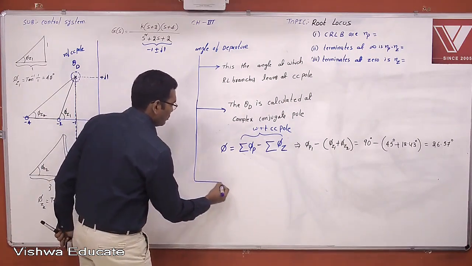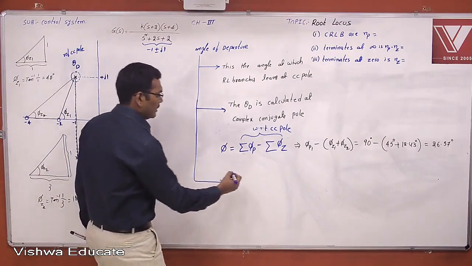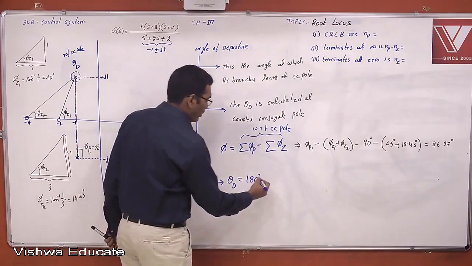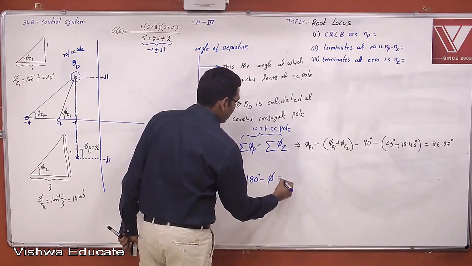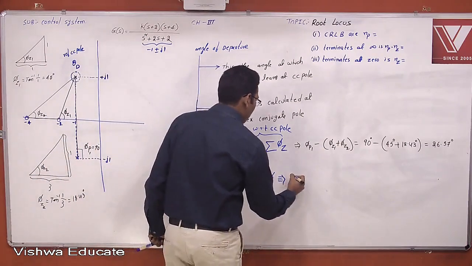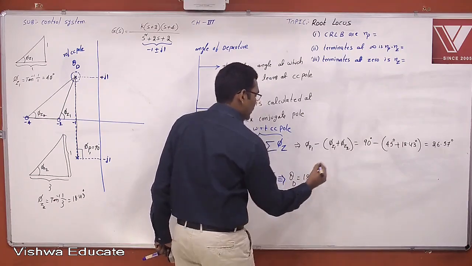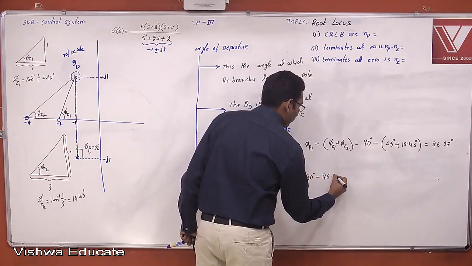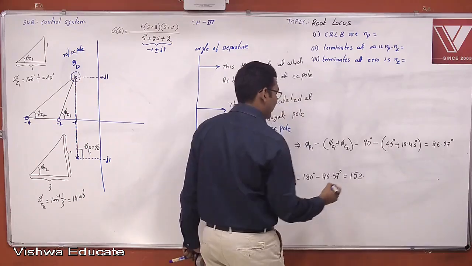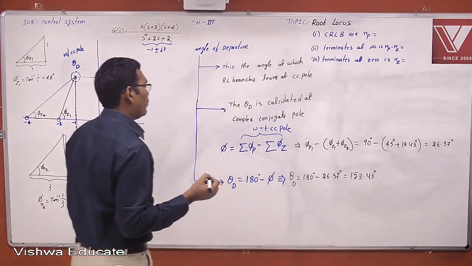departure. Now the angle of departure theta d is the departed angle, the leaving angle. Therefore, 180 degrees minus pi p1 is the angle of departure. So theta d is equal to 180 degrees minus 26.57 degrees, which is equal to 153.43 degrees.